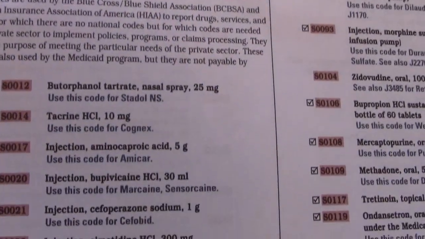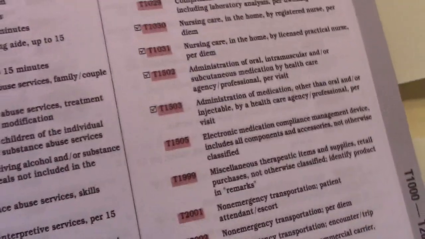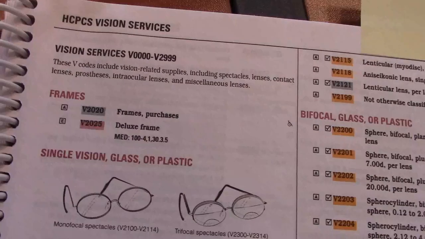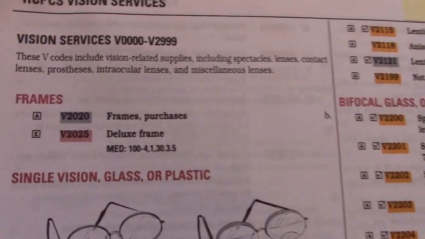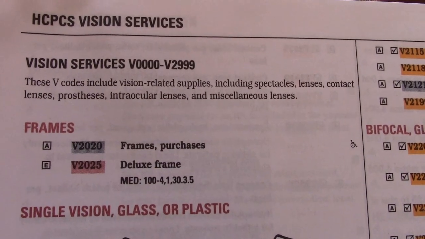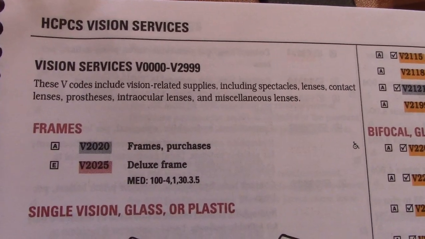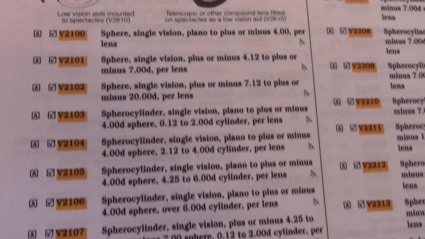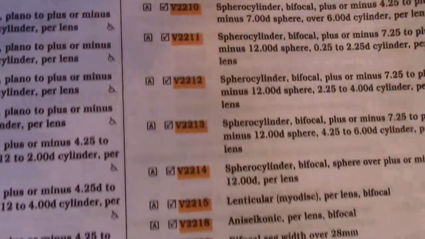Temporary Q codes. Temporary national codes. State Medicaid codes. And vision services. The V codes include vision-related supplies, including spectacles, lenses, contact lenses, prostheses, intraocular lenses, and miscellaneous lenses. And look, they're the glasses. So when you go to your eye doctor, they generate a V code.